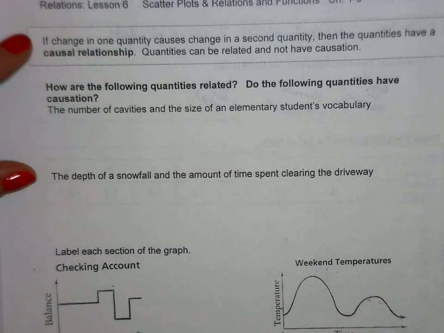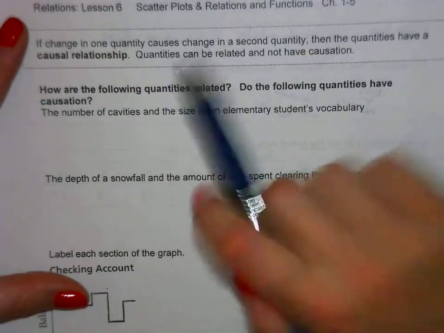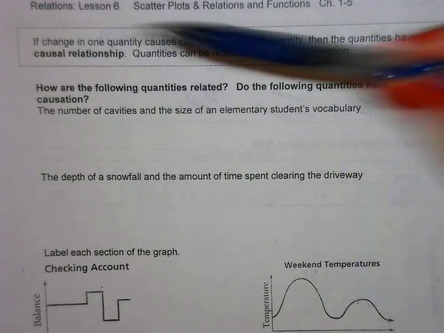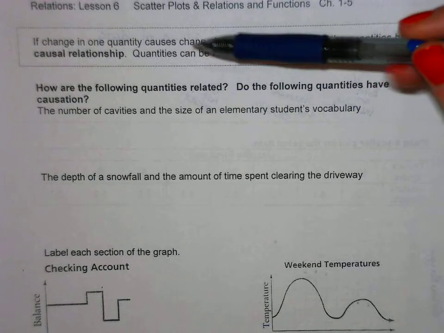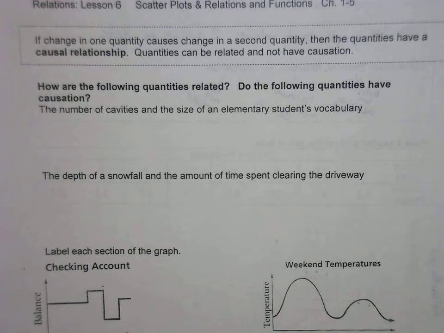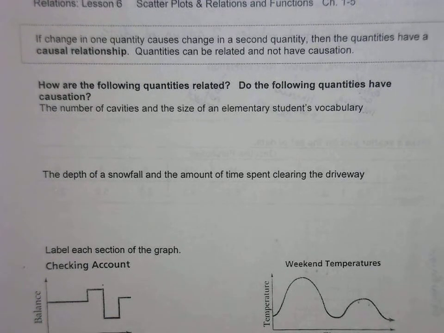Alright. If change in one quantity causes change in a second quantity, then the quantities have a causal relationship. Quantities can be related and not have causation. So how are the following quantities related? Do the following quantities have causation?